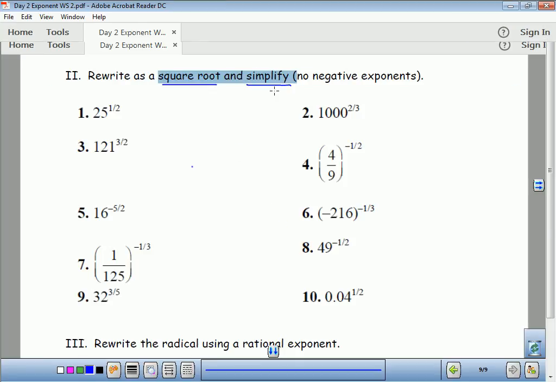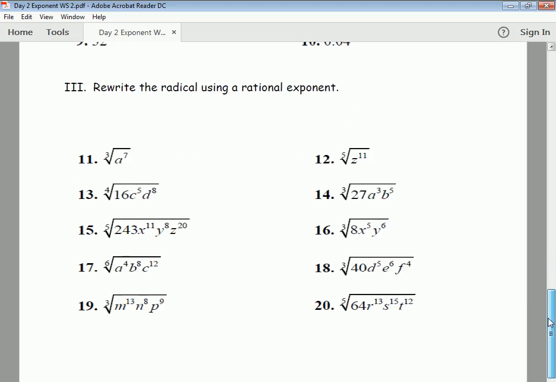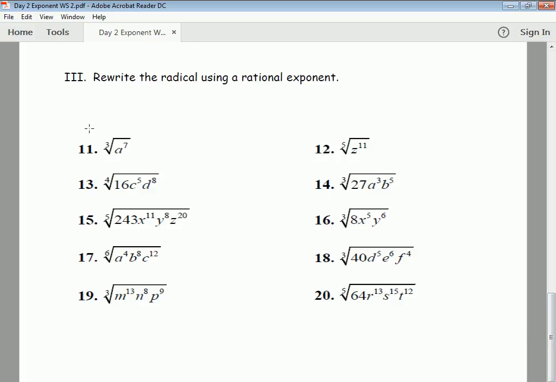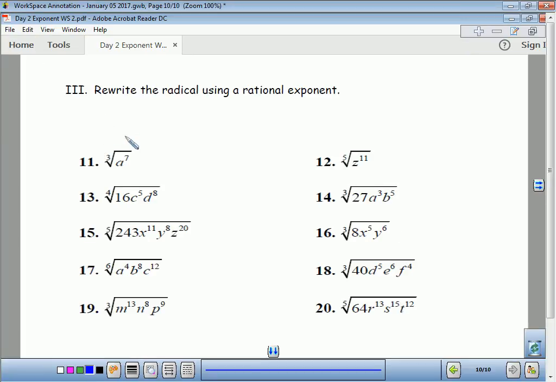All right, the bottom part. I'm going to ask you to do a little bit more than it says, just because I want you guys to be 100% ready for that SAT and ACT. So, I want you to write it using a rational exponent. That's the easy part. So let's do this one together. This would just be a to the 7 thirds. That's pretty easy.